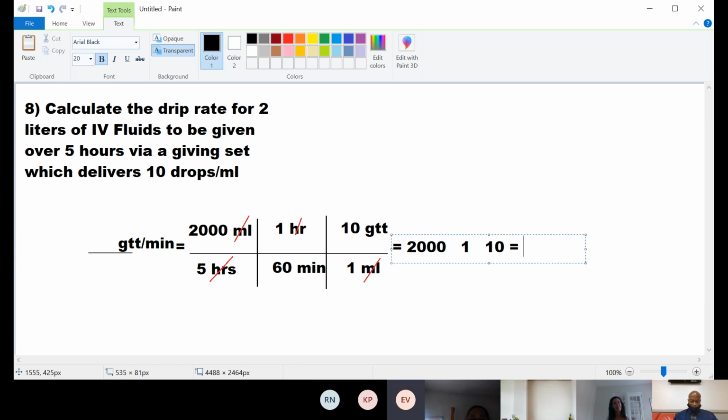You getting your calculator out? I don't know how to use my calculator. Okay, and now you see why I say no calculator. You get there, no problem. Okay, so 5 times 60 is 300.